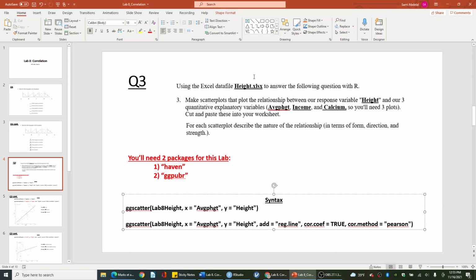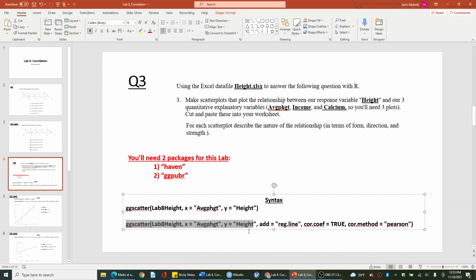Even though the Excel file just reads height, I did it so it wouldn't be confusing, because we have height as our dependent variable here already. So this is the title of the Excel spreadsheet. The first question is asking you about average parent height and the height of that person that was sampled.